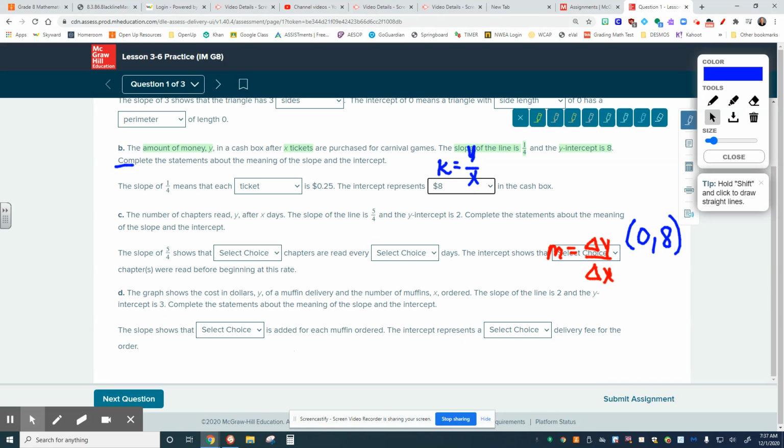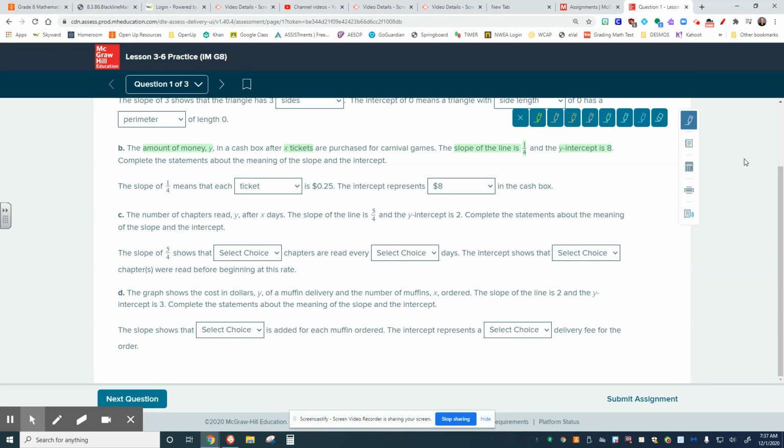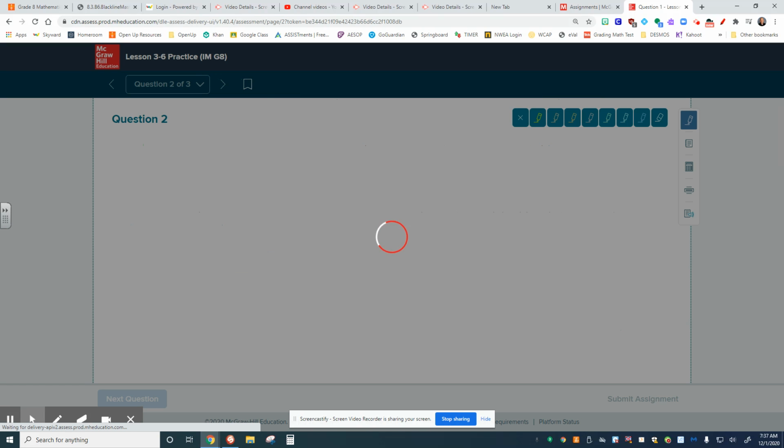Item C and item D. I would suggest using the same strategies of marking the text. Problem number 2.